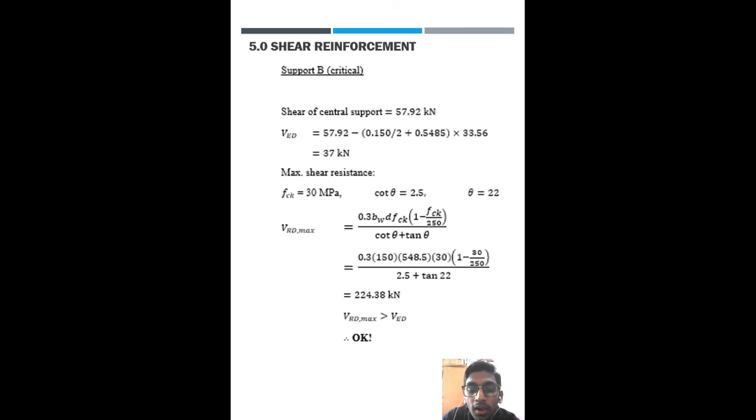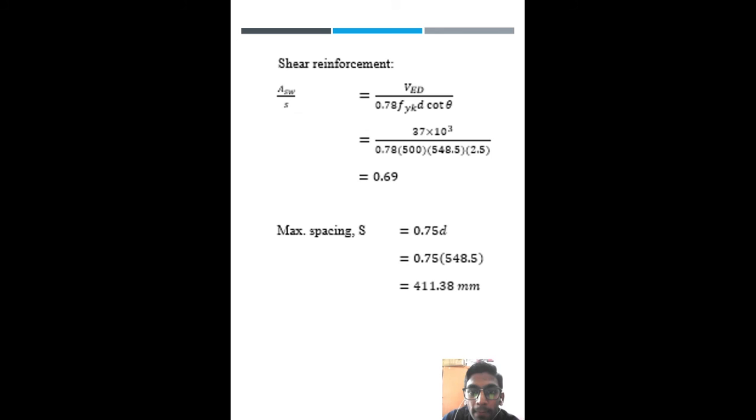Okay, next for the fifth part is shear reinforcement. The first one is support B, the critical support. The shear of central support is 57.92 kN, and the VED is 37 kN. For the max shear resistance, we calculate the VRD max. We got VRD max is bigger than VED, so it is okay.